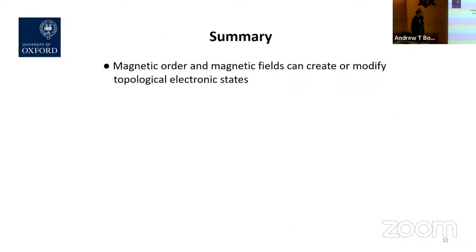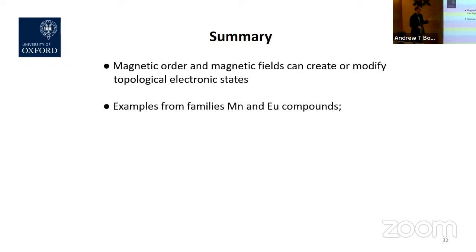Right, I just concluded a few messages. The main message I want to convey here is simply to illustrate how magnetic order and magnetic fields can be used to control electronic band topologies. And I've given you some examples from manganese and europium compounds. There are many other examples in the literature, but these are just the ones that we've been working on.